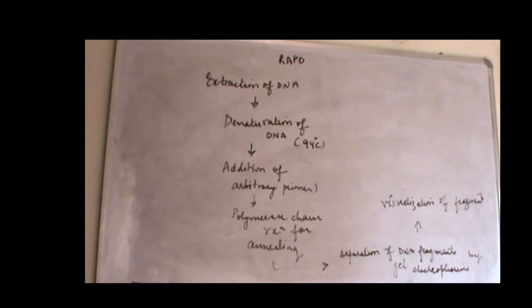Okay, so random amplified polymorphic DNA is a type of PCR reaction that is used for the amplification of random DNA. But what happens here is that the segments of the DNA which are amplified are also random. That means in the isolation of the DNA, if we are just extracting the DNA, then that is unknown DNA, we don't know any sequence. Then we denature it at 94 degrees Celsius. After the denaturation, we add a primer to it.